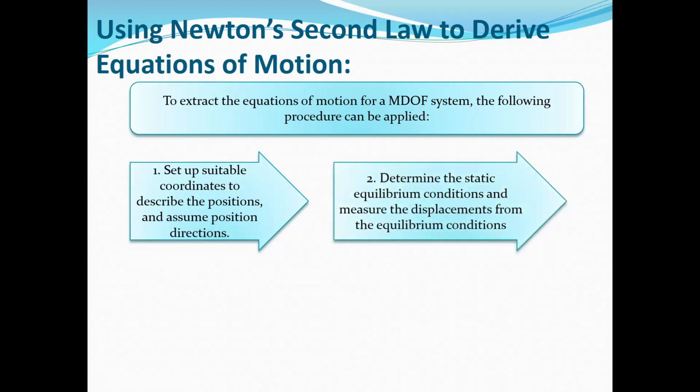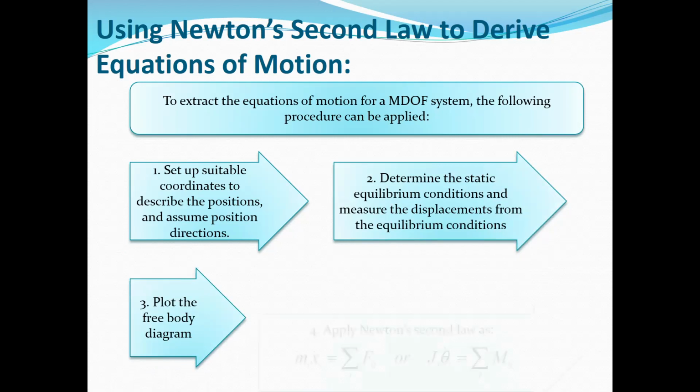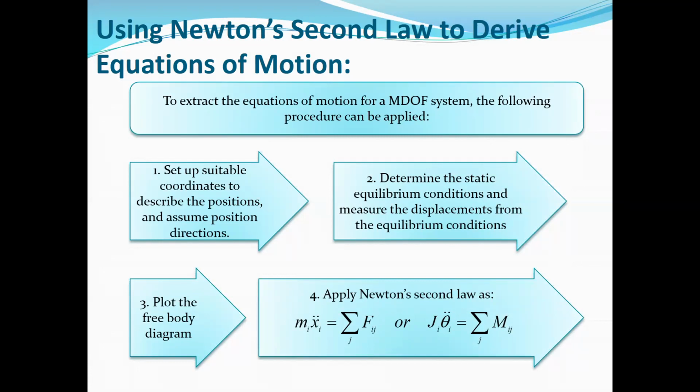The second step, we need to determine the static equilibrium conditions, especially when you deal with a system in vertical position. Definitely we will have some initial deflection in the springs, so we need to obtain the equilibrium position. And finally we can measure the displacements, according to our coordinates, with respect to the equilibrium condition. The next step, we need to plot the free body diagram, and finally, by using Newton's second law and writing the force or moment equations, we can extract the equation of motion for the system.